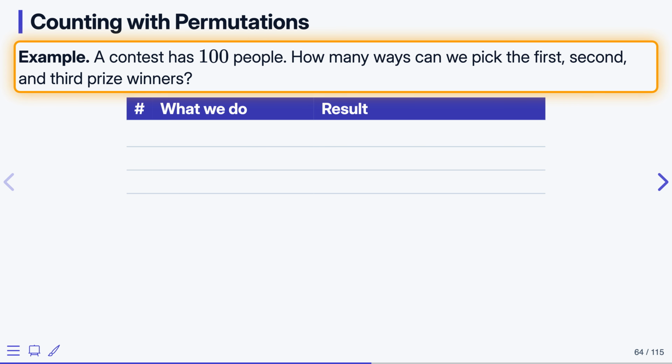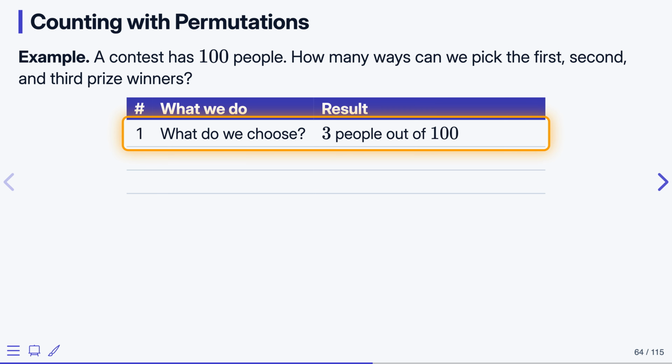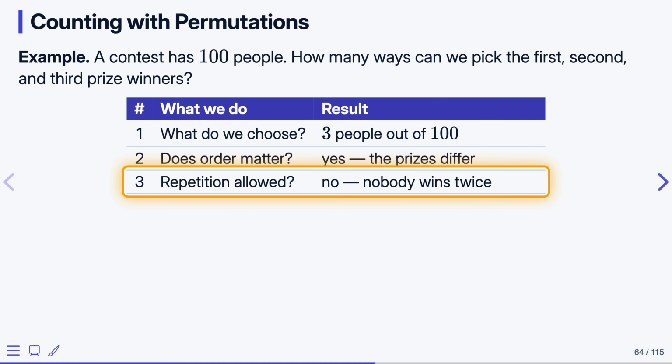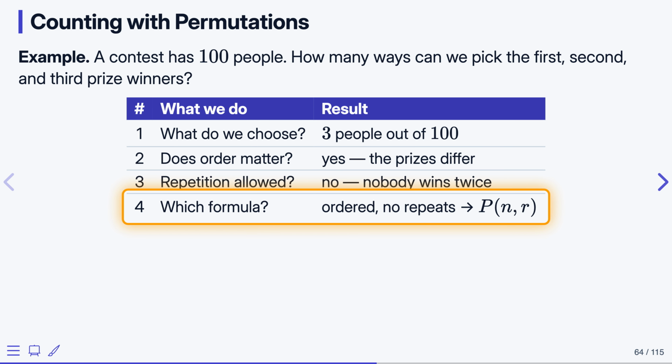Now we use the formula. A contest has 100 different people. We pick the winners of first, second, and third prize. Step 1. Ask what we choose. 3 people out of 100. Step 2. Ask whether order matters. It does. Winning first prize is not the same as winning third, so the same 3 people in a different order is a different outcome. Step 3. Ask about repetition. Nobody can win 2 prizes, so no repeats. Step 4. Ordered and no repeats. That is a permutation. We want P(100, 3).